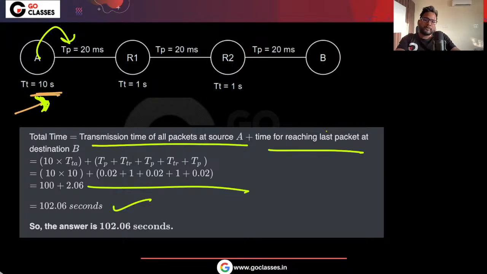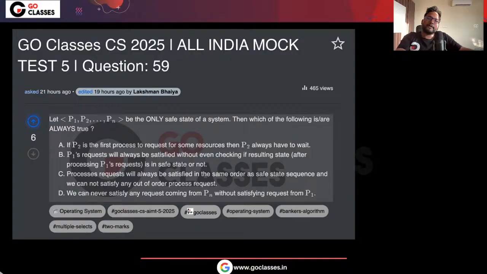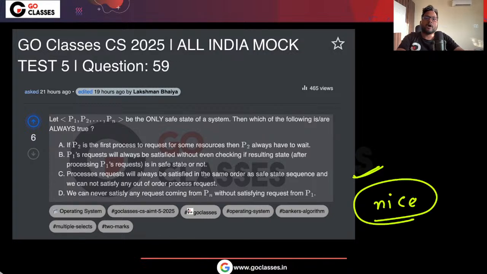Okay. Now let's just move to the next question. Yes, this was a very nice question. How many of you were able to solve this question? This was a nice question.